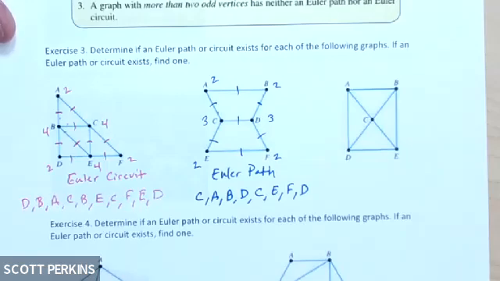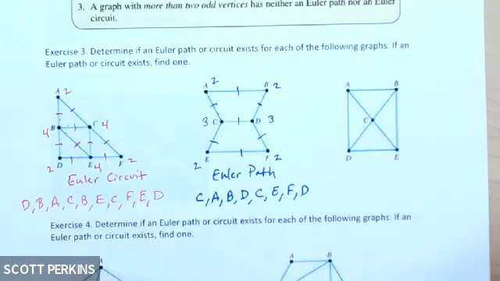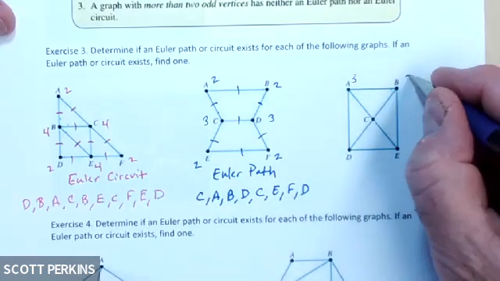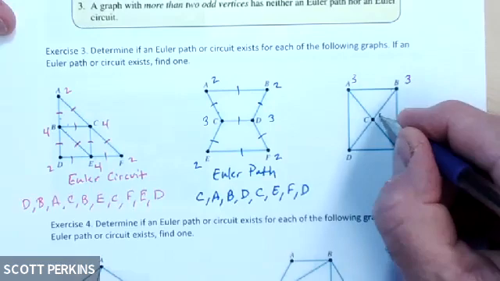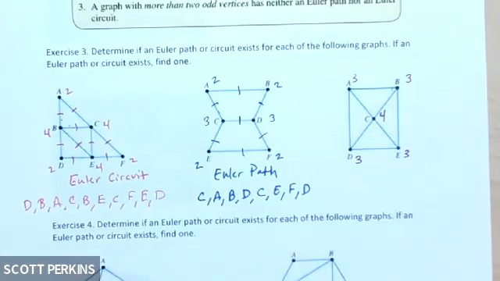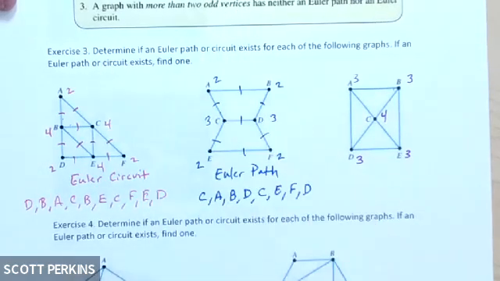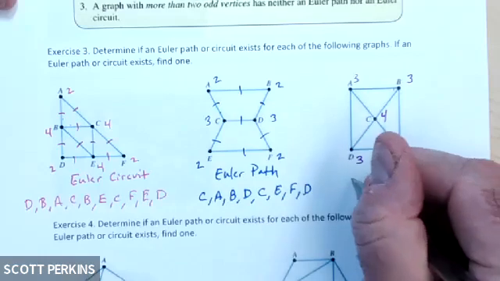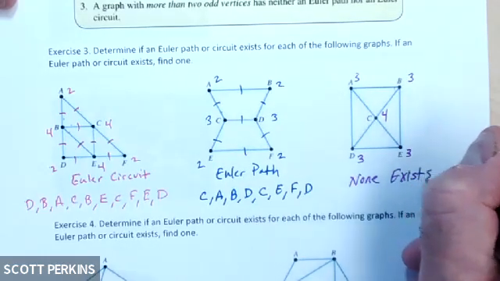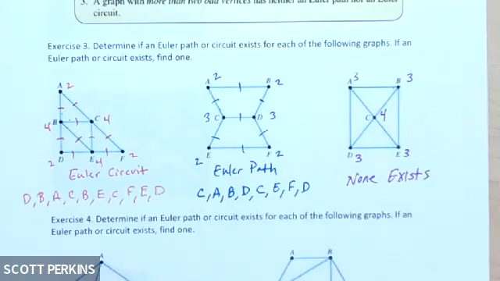Okay, last example. Let's go through. Vertex A has a degree of 3. Vertex B has 3. Vertex C has 4. D has 3. And E has 3. Which situation is this one? We have more than 2 odd vertices, so none exists. Or neither exists. I don't know what's grammatically correct there. That's not my forte.